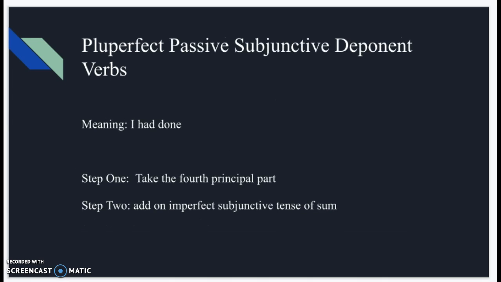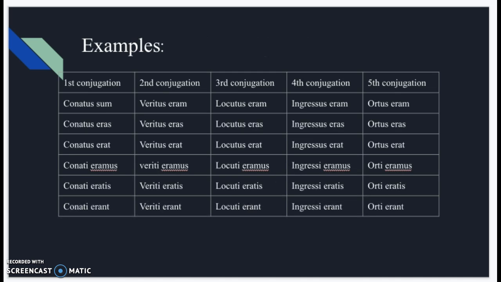For the pluperfect passive subjunctive deponent verbs, it means that I had done something. Step 1 is to take the fourth principal part and then add on the imperfect subjunctive tense of sum. Let's look at the examples.